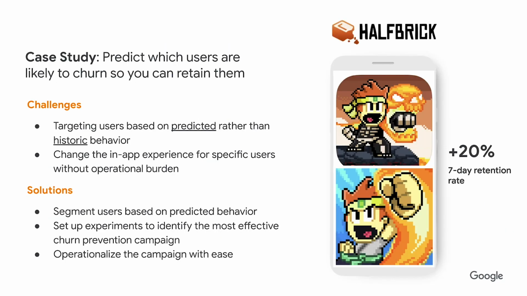Many companies, large and small, utilize Firebase user engagement tools to retain their existing users and to reach new ones. One of them is Halfbrick, a gaming company that produce hits like Fruit Ninja and Dan the Man. Halfbrick use Firebase tools in their user retention campaigns. First, they identify target segments based on users' predicted future behavior rather than historical data. Second, they were able to experiment with different incentives to keep their users in the game without an operational burden. As a result, they improved their daily retention rates by 20%.